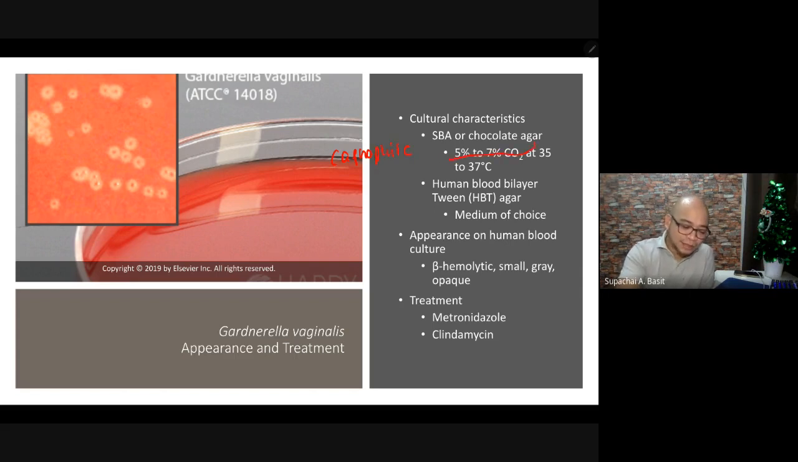And they need to be incubated between 35 to 37 degrees. So you'll be able to see them in human blood bilayer twin agar. So this is the culture medium of choice. In human blood agar culture, you would expect them to be beta hemolytic. Again, they are colorless zones. So that's the reason why they are classified as beta hemolytic.